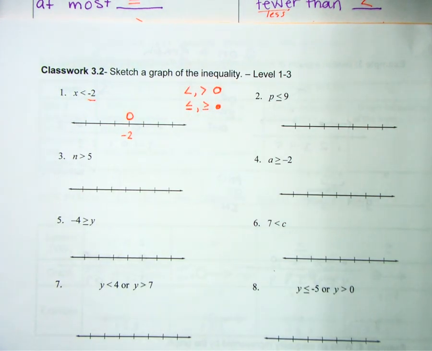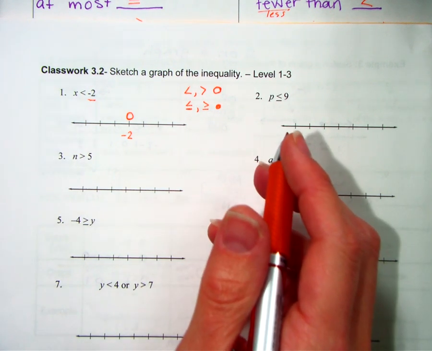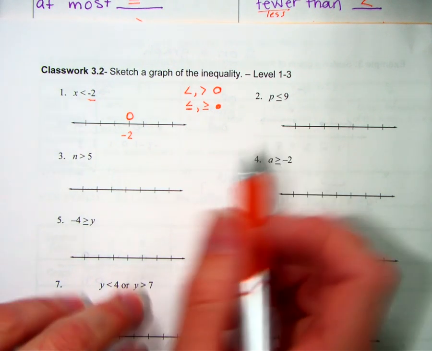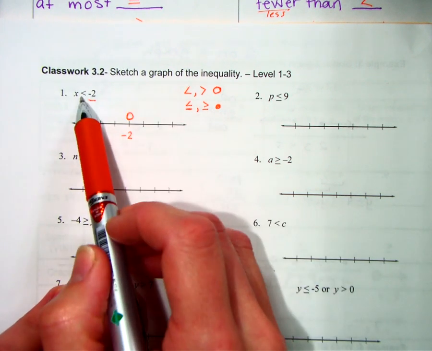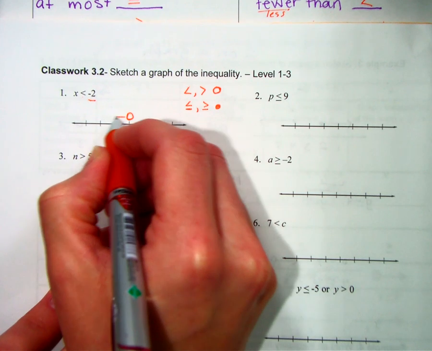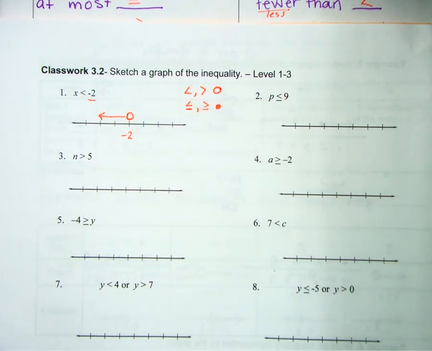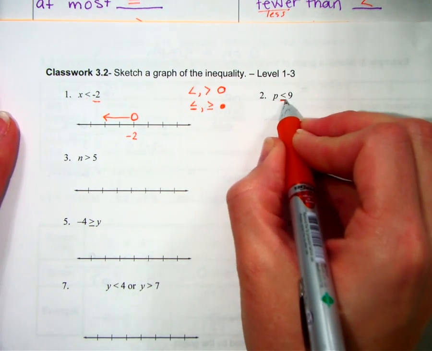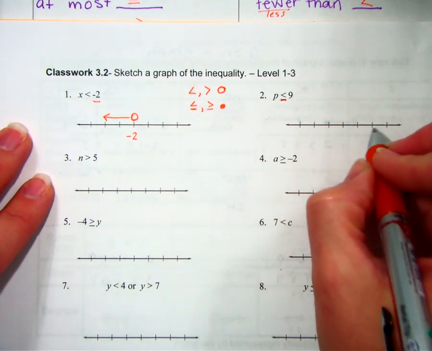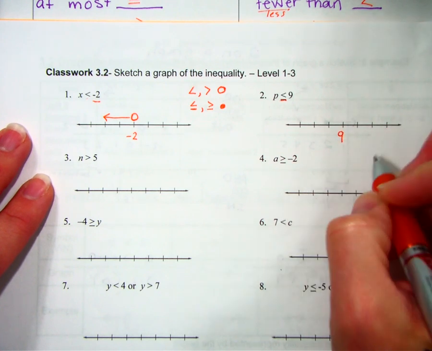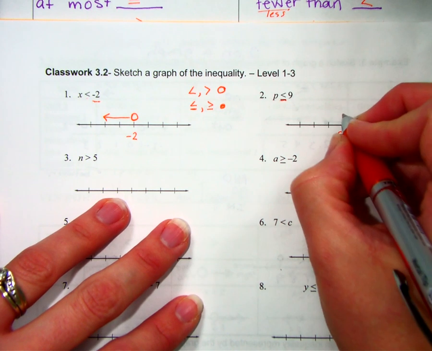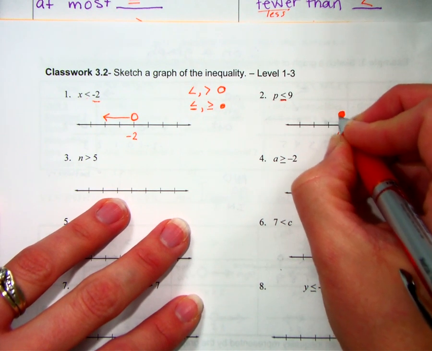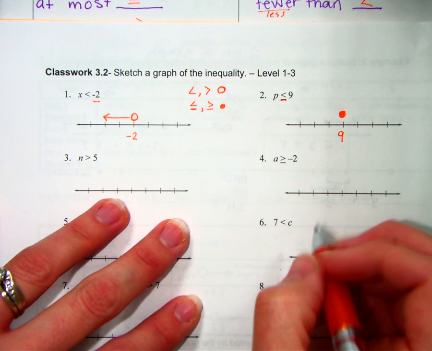And then the third piece of this is the arrow. Should the arrow point to the right or should it point to the left? Because that says less than, right? So all the numbers less than negative 2 are this way, and you're done. Not so bad, right? Then if there is a line underneath, this time we're going to do a filled-in circle. So put that number 9 right in the middle of the graph. This is going to be a filled-in circle because of the line underneath. And then should it go right or left?